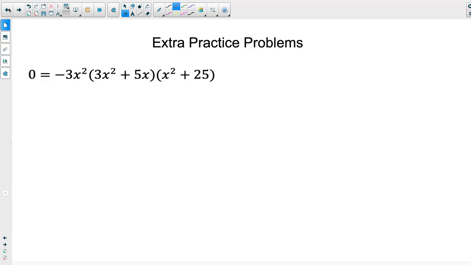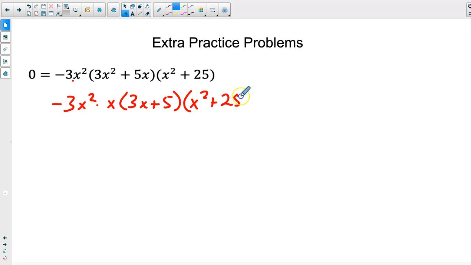First thing you always do, if possible, factor. So I'm going to try to factor this if I can. Nothing factors here. I can factor here though. There's a greatest common factor of x. So I'm going to rewrite this. So I can take out an x, so I get times x, and then I have 3x plus 5 left over. And then I have the x squared plus 25.